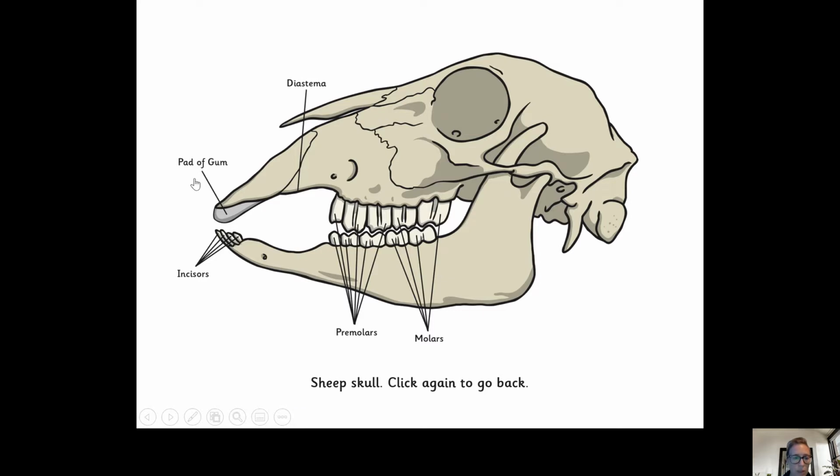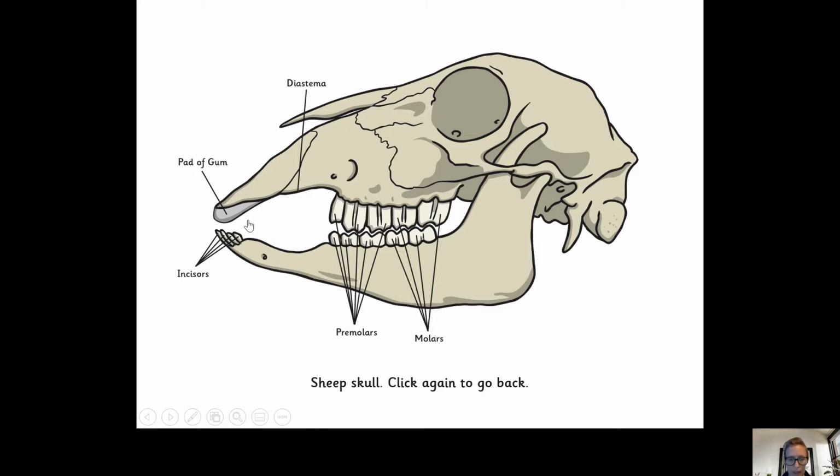Okay, so it's got a pad. See, this I didn't know. I thought they would just have incisors at the top and the bottom, but they have a pad of gum there and the incisors. So think about what they eat, what these incisors would be doing. There's a big space here, but then what do you think happens here? So you've got the premolars and the molars. They're really big compared with human ones. But think about their diet. What do they eat? So what do they need to do? Lots of crushing, lots of grinding.